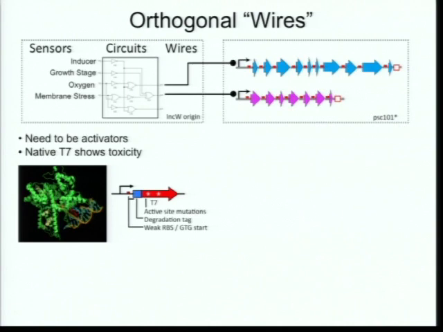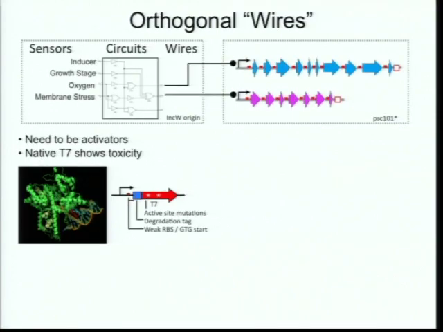And so in order to do this, we have what we call wires, which are just activators of some sort. Because what we do is have a controller plasmid that's on a low copy origin, and then we have all of the structural genes that we're trying to control on a compatible second plasmid. And so we need some way to link the activity of the circuits to those systems that it's controlling.